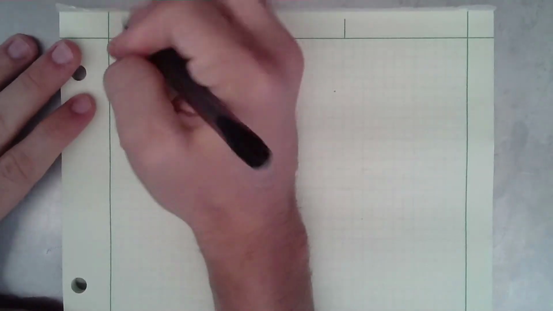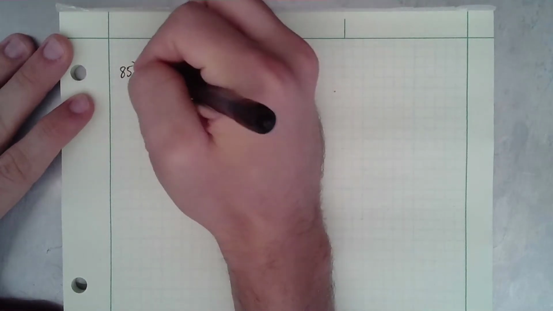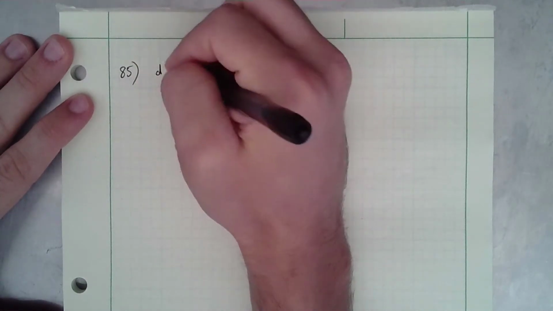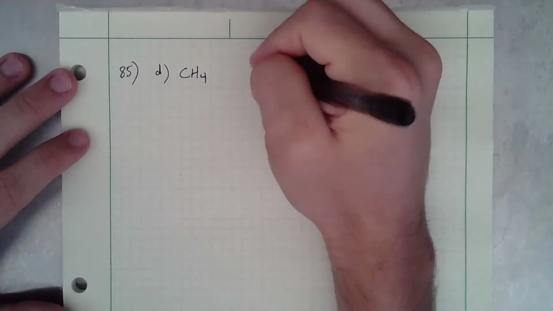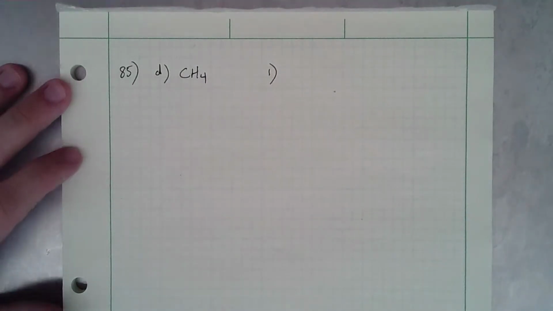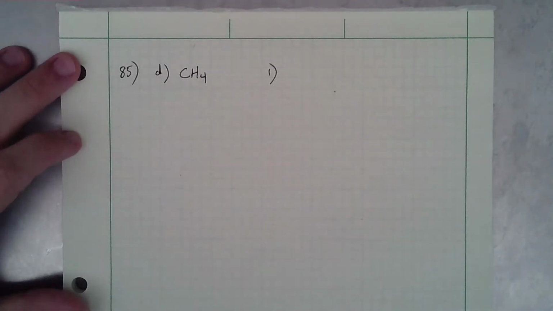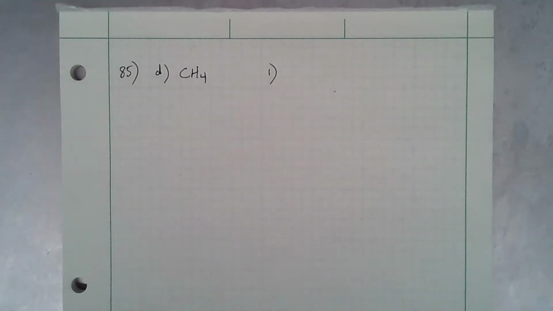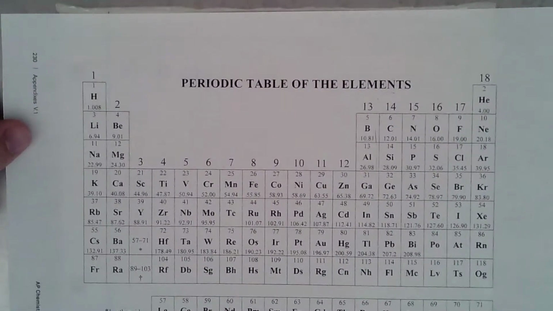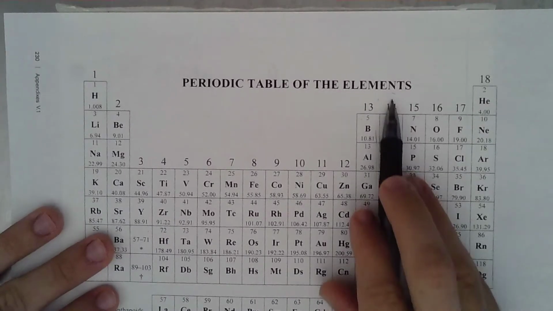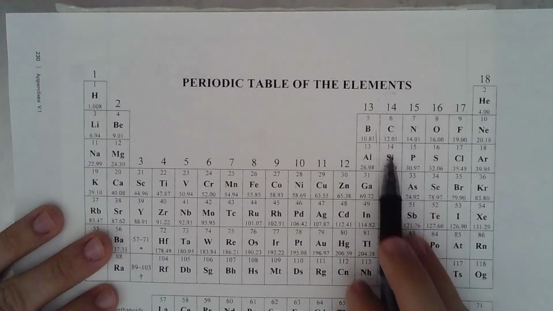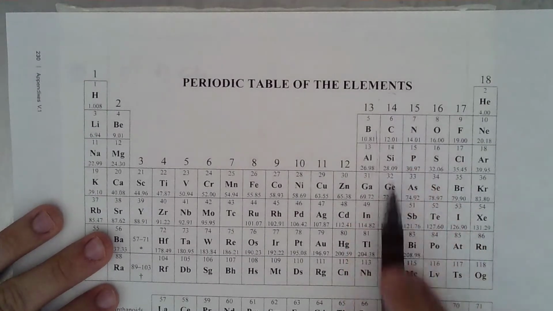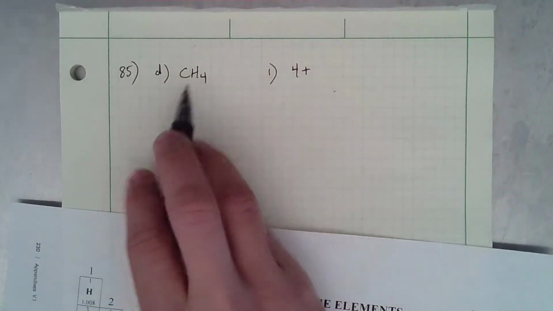All right, so this was for number 85, part D, CH4. Step one, and I'll actually write the steps out over here, we should sum the total of valence electrons present in all of the atoms here. Here's my periodic table. Carbon is in this column here. Carbon has 4 valence electrons, along with silicon, germanium, tin, lead, etc. So carbon has 4, and there's 1 carbon.